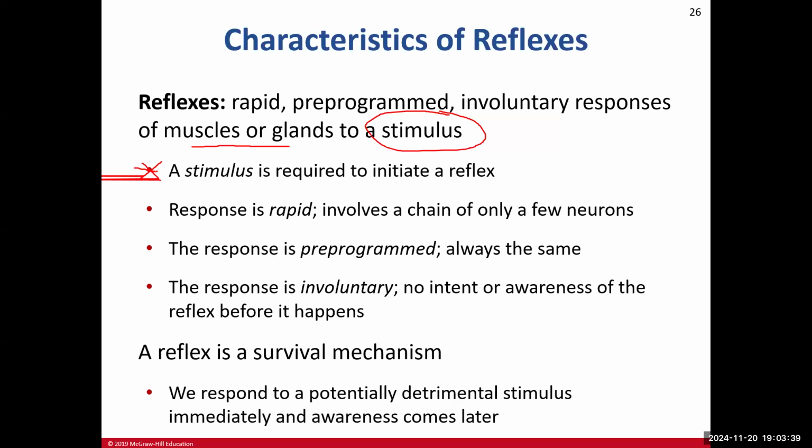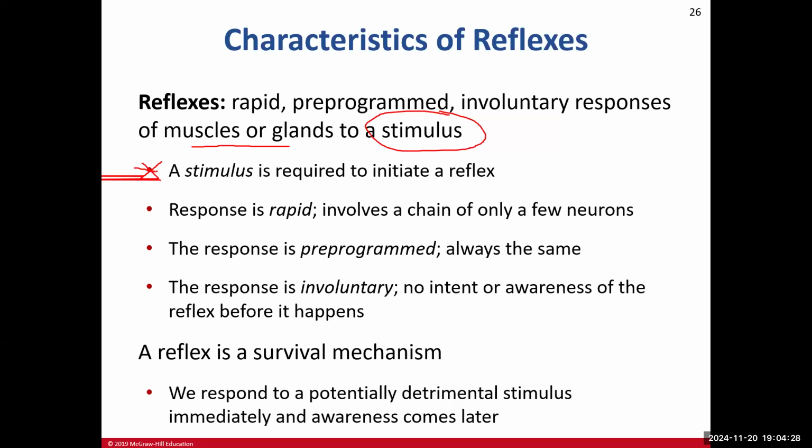And so one of the characteristics, like I said, is rapid. The fewer neurons that are in that chain, the quicker the reflex, because remember I told you that the synapse is where things slow down. Remember that whole process that occurs at a synapse. You have to convert that action potential into a chemical signal. Then you have to wait for the diffusion of the neurotransmitter across the synaptic cleft, right? And then it has to generate another action potential in the postsynaptic neuron. So the fewer neurons you have, the more rapid the reflex will be. Always the same, so it's pre-programmed and involuntary, right? And a lot of times people don't even know they did the reflex until after it happened.